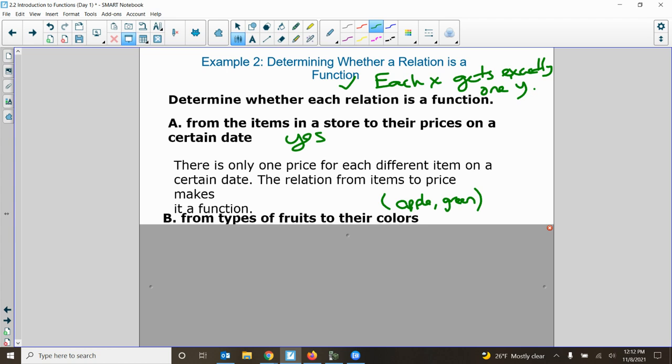So there is no problem with apples being red and strawberries being red, right? That is no issue. That's okay. But you can't have apples being green and apples being yellow. Do you see the difference? That's the problem. Y's can have multiple X's, okay? But X's can't have multiple Y's, all right? So you can't have apple green and apple red. That makes this not a function.